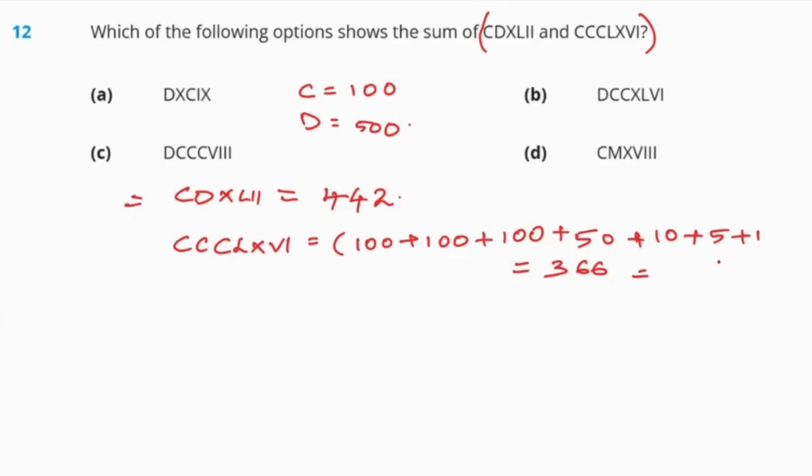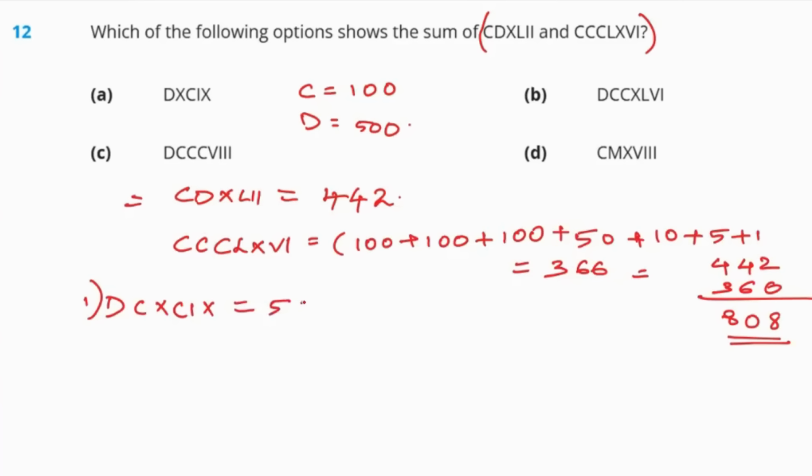So when we add these two, what will we get? 442 plus 366 is 808. So which of these Roman numerals is equal to 808? The first one we have is DCXCIX. This is equal to 599.